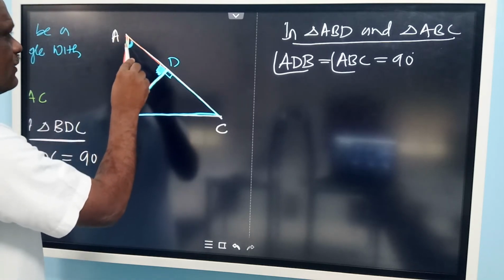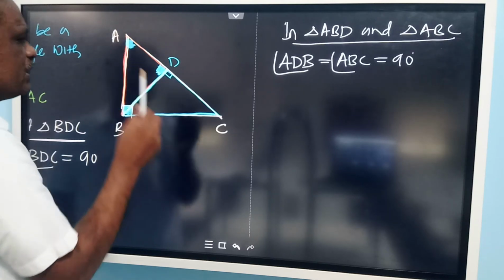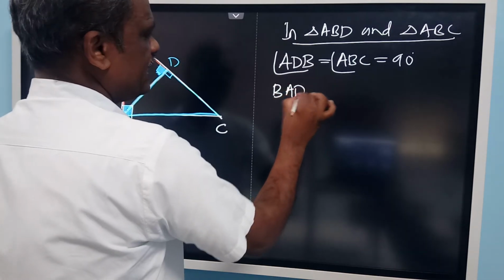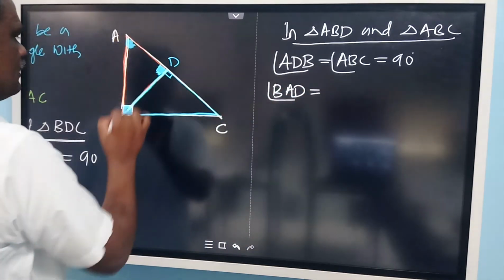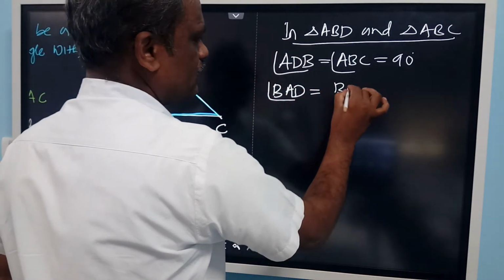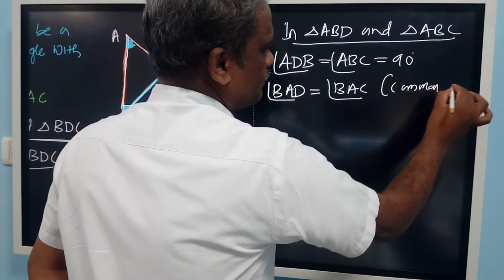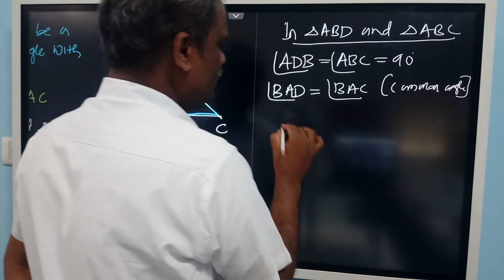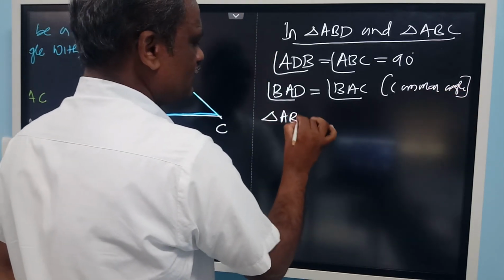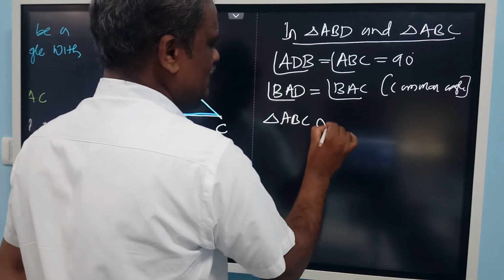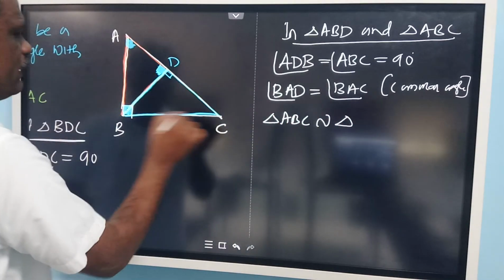Angle A is common. Here, in the small triangle BAD, angle BAD is the same as angle BAC of the bigger triangle. So this is a common angle. Therefore, triangle ABD is similar to triangle ABC.